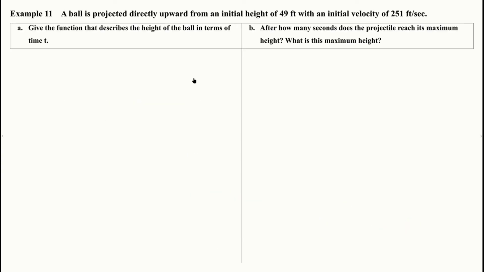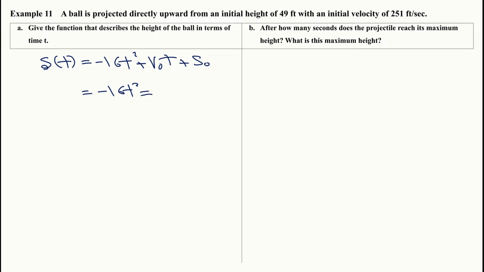All right, so a ball is projected directly upward from an initial height of 49 feet with an initial velocity of 251 feet per second. Give the function that describes the height of the ball in terms of time t. Now, remember that we have s of t equals negative 16t squared plus v0t plus s0. So here we're going to have negative 16t squared.